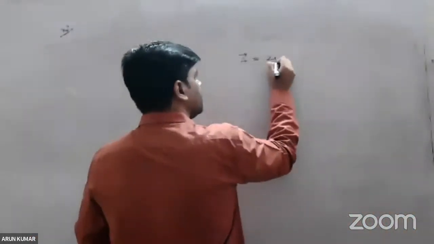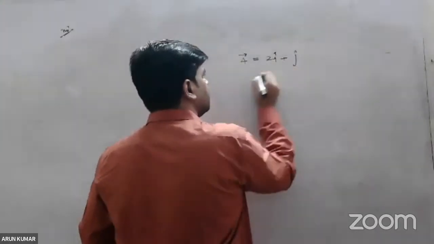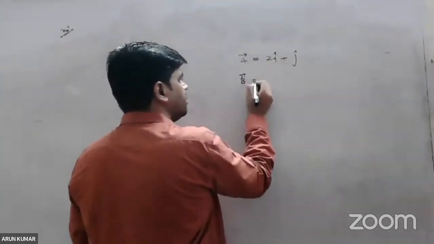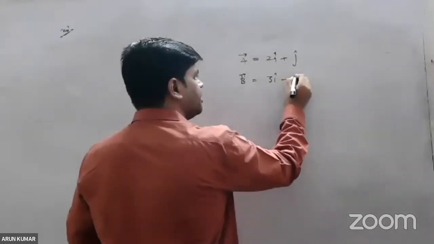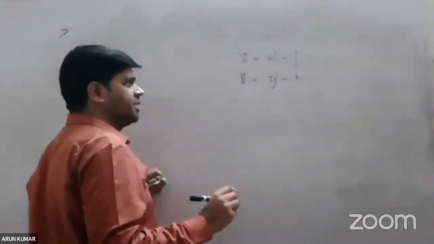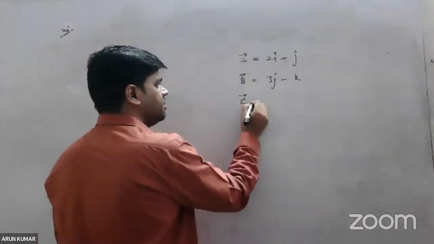Can you tell me a bar? 2i plus j. b bar is? 3i minus... 3j minus k. Okay, 3j minus k. Then c bar is? 6i minus 2k.